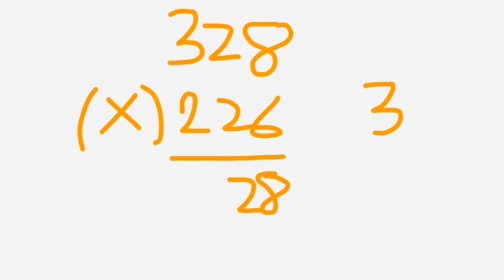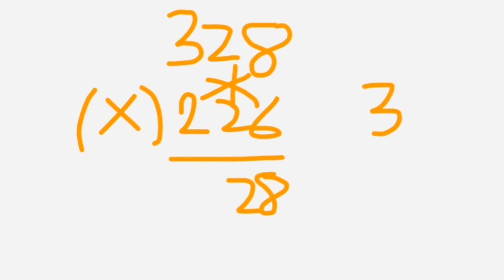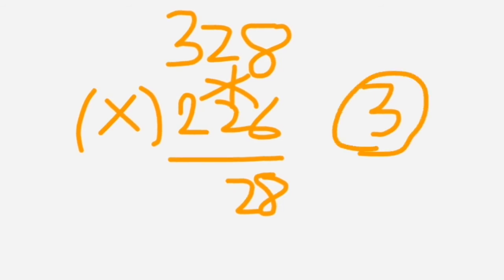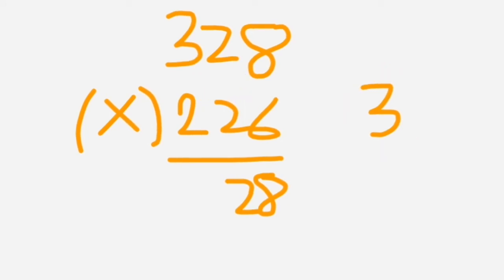Now we are doing the middle step, friends. That is 8 into 2 plus 3 into 6 plus 2 into 2. So 8 into 2, 16. 16 plus 18 would be 34. 34 plus 4, 38. 38 plus 3 would be 41. Okay, 41. So we are writing 1 here, and 4 carry out to the next number.